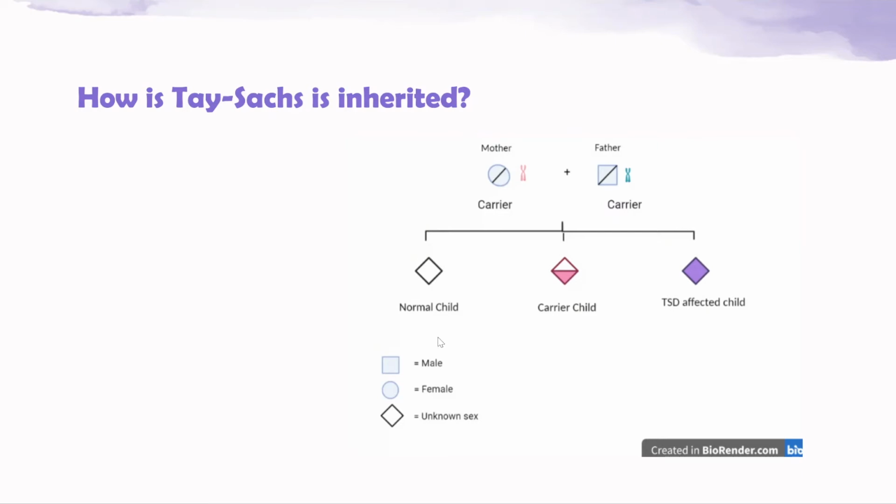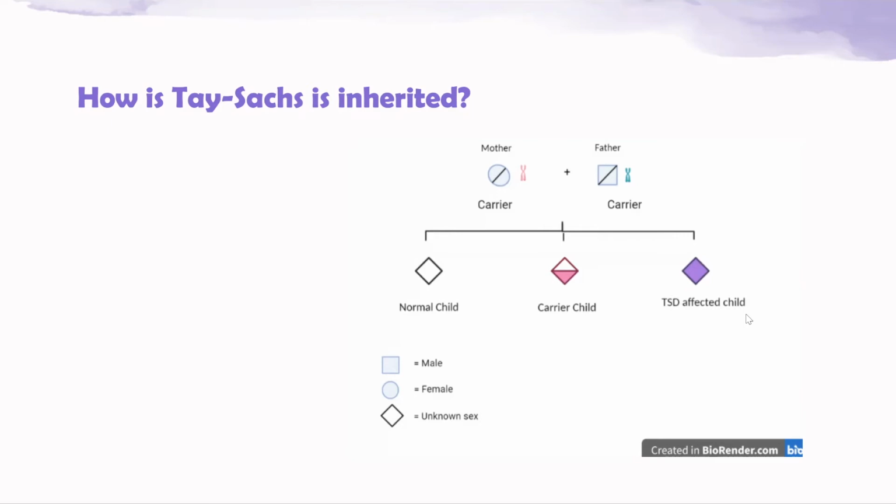When both the parents pass on a normal gene to the child, that means the child is normal with no disease. Secondly, if one of the parents passes on a normal gene, but the other one does not, that means that the child will be a carrier with no disease. However, if both the parents pass on the HexA-associated mutation to the next generation, that means that the child will be affected with Tay Sachs disease.